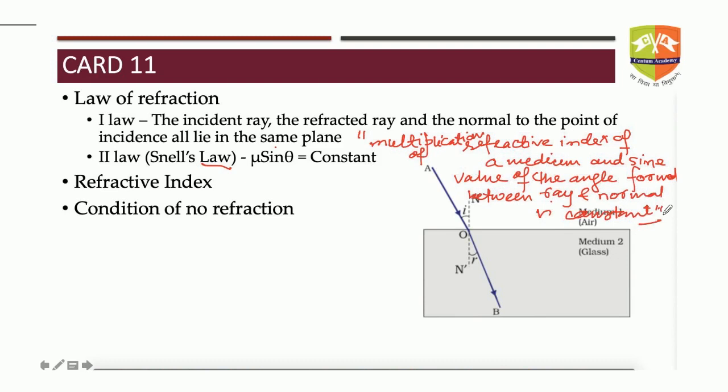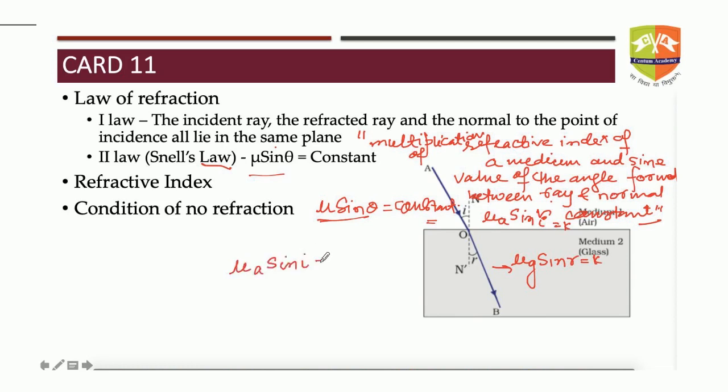and the sine value of the angle formed between the ray and the normal, or you can say the multiplication of the refractive index of a medium and the sine value of the angle formed between the ray and the normal, is constant. The definition I am giving is absolutely different from what you have studied, and remember it this way. So what I am saying is mu sine theta is constant, and I'll give you the definition of the book also.